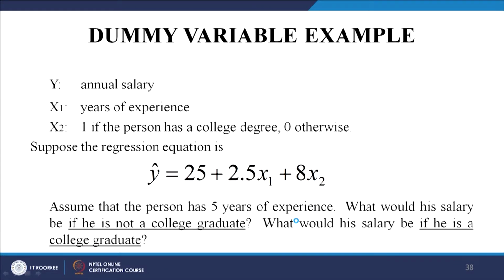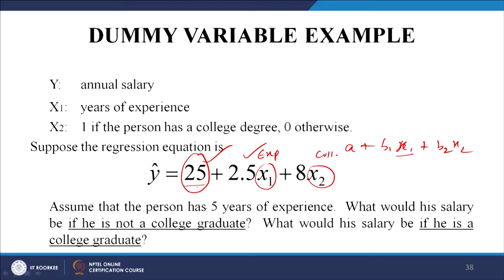Okay. So, let us take this regression equation. The intercept is just hypothetical here: y estimate is equal to a plus b1 x1 plus b2 x2. So, a is the intercept, b1 is my slope for the first independent variable, and b2 is for the second. So, x2 is my categorical variable, x1 is, in this case, my experience. So, experience plus college graduate or not. Assume that a person has 5 years of experience. So, this is 5.